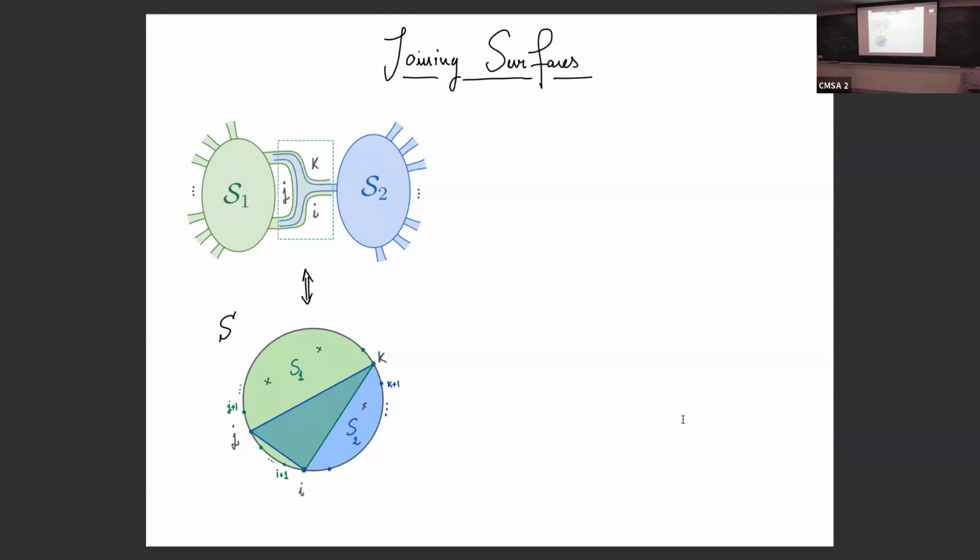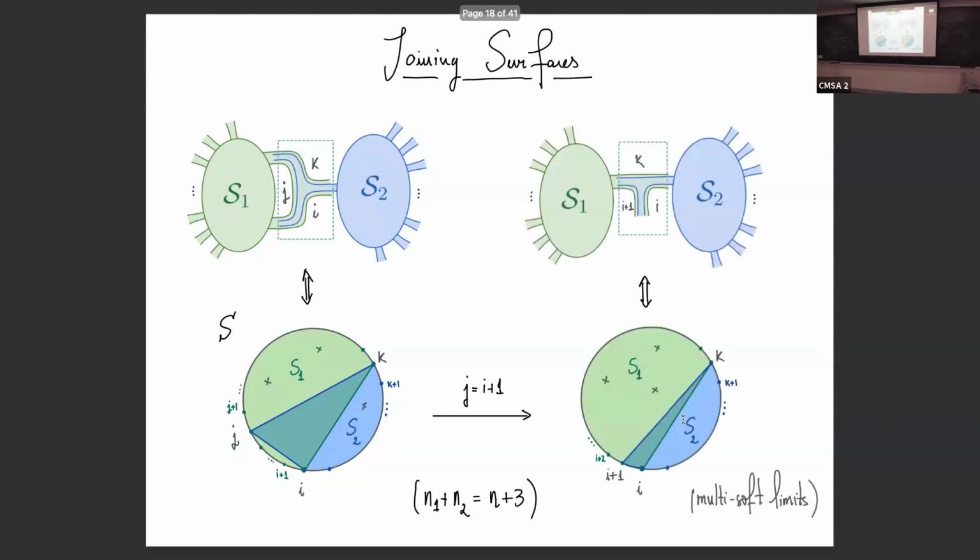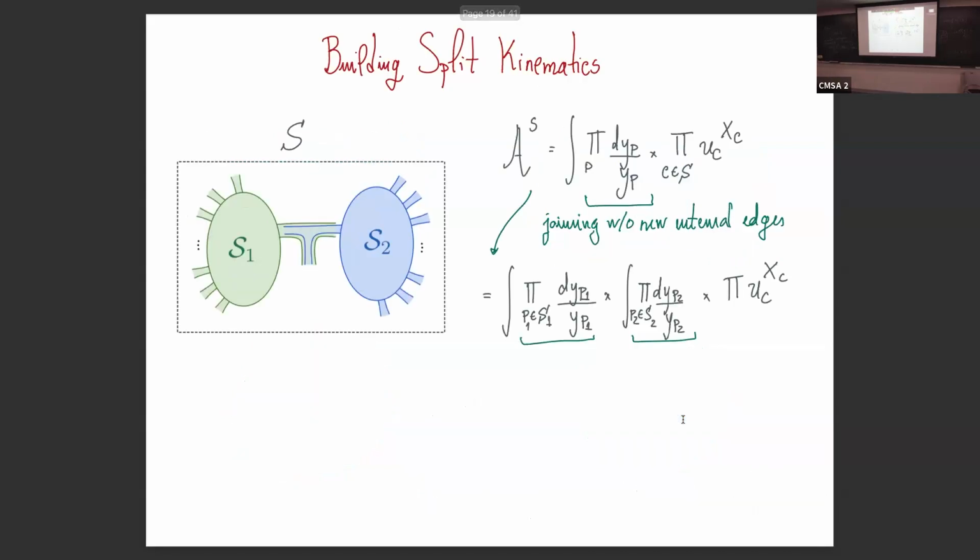Anyway, in other words, from the surface perspective, what I'm doing is I have two subsurfaces that precisely overlap on a triangle. And as we'll see in a second, I can build kinematics so that my amplitude factorizes into these two lower subsurfaces that does not require going on a pole. So for a more specific case of these situations, when J is equal to I plus 1, and this particular split pattern is what's going to be relevant in a second to derive multi-soft limits, as you'll see. Okay, so let's see how we do this.